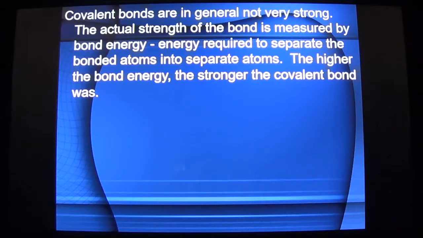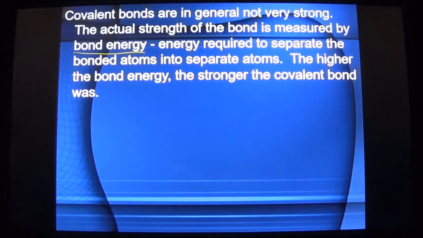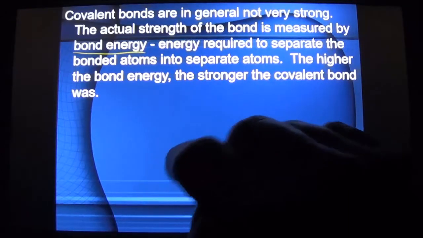Ionic bonds are really strong because you have gazillions of cations and gazillions of anions all acting like little magnets sticking together. So it's sheer numbers going on. With a covalent bond, they're not nearly as strong for the most part. And we're going to measure the strength of a covalent bond with that bond energy that I discussed earlier. That's the energy you have to put in to turn the bonded atoms into separate atoms.